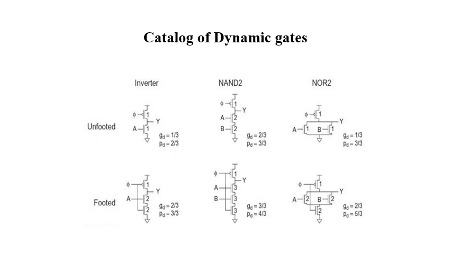This is the unfooted structure for inverter, NAND and NOR gate. This is the footed structure for inverter, NAND and NOR gate. That footed means already discussed. One more NMOS is connected in the dynamic structure.